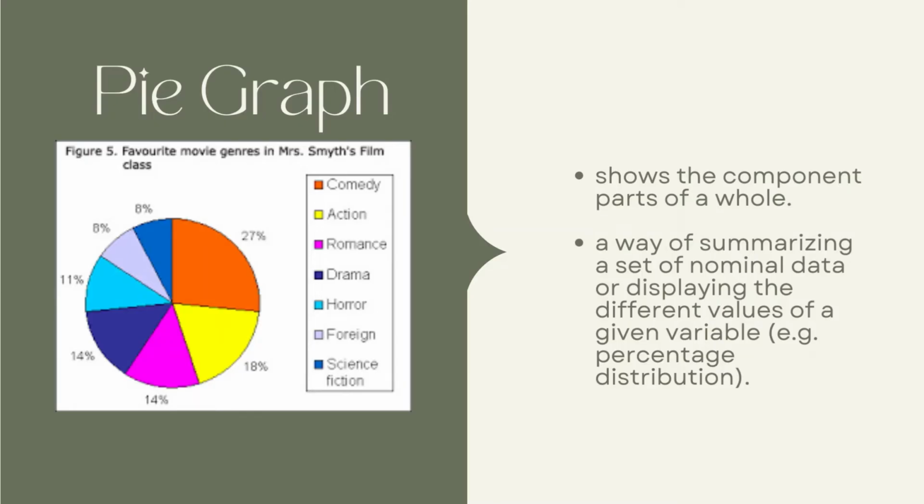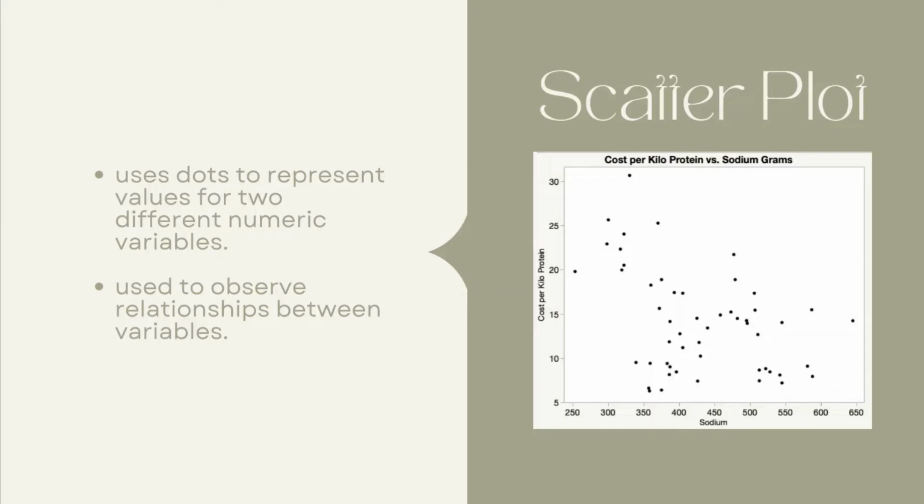The pie graph shows the component parts of a whole. The pie graph is a way of summarizing a set of nominal data or displaying the different values of a given variable. Example, percentage distribution. This is the scatter plot. Scatter plot uses dots to represent values for 2 different numeric variables. Scatter plots are used to observe relationships between variables.